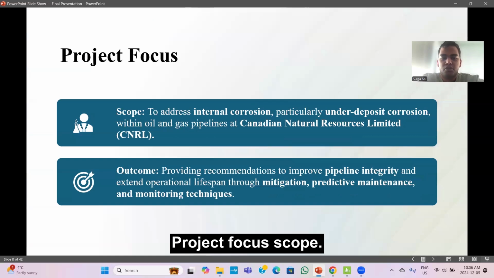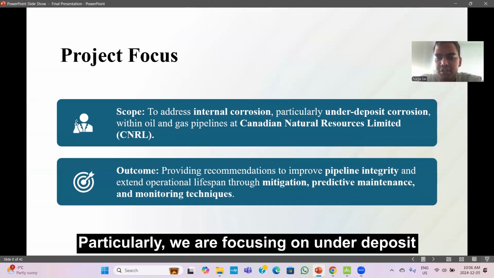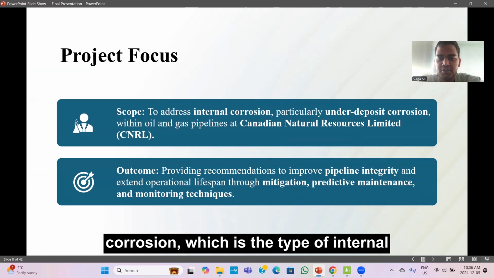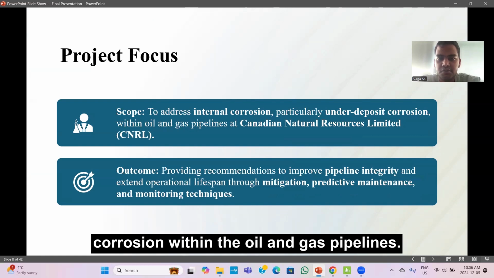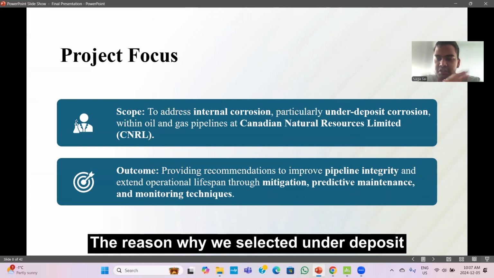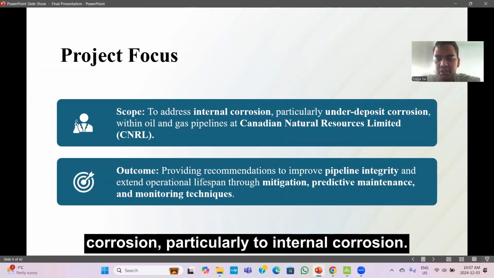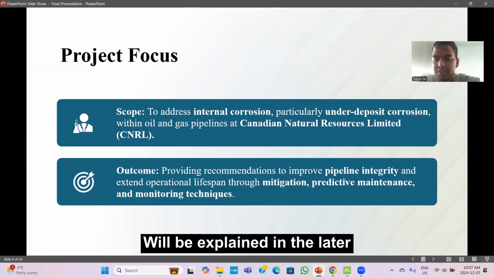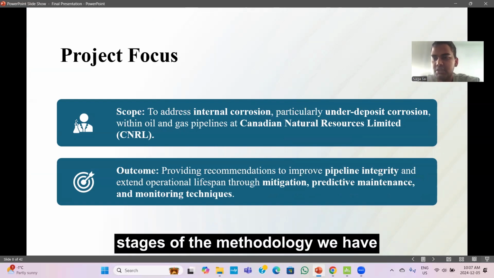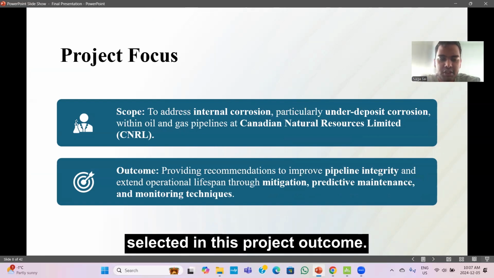Well, project focus and scope. Particularly, we are focusing on under deposit corrosion, which is a type of internal corrosion within oil and gas pipelines. The reason why we selected under deposit corrosion, particularly internal corrosion, will be explained in the later stages of the methodology we have selected in this project.